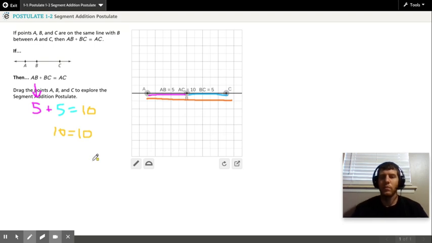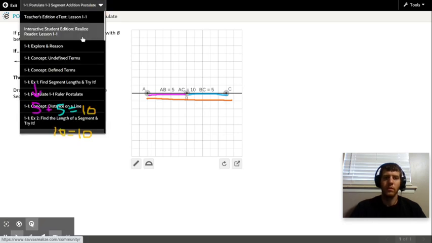So the segment addition postulate is simply saying if 1 point is between 2 other points, we can just add up those 2 parts, those 2 pieces together to get the whole thing. So this 1 part plus the other part is going to give us the whole thing. That's all the segment addition postulate is telling us. All right, so now let's look at example 3 here.